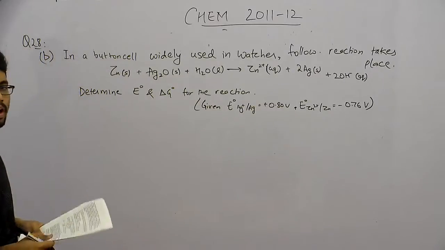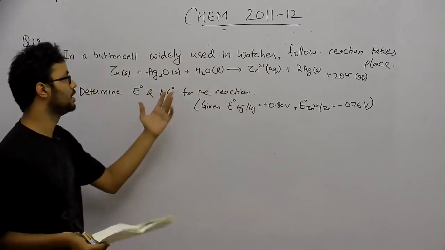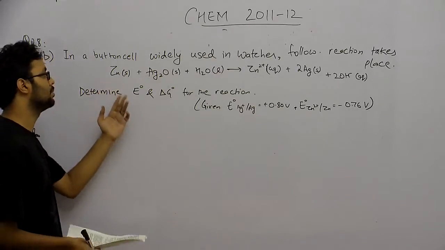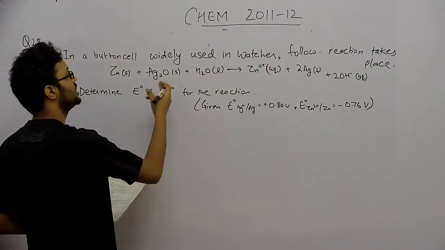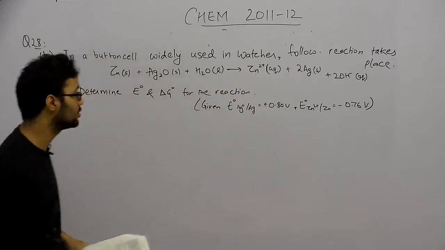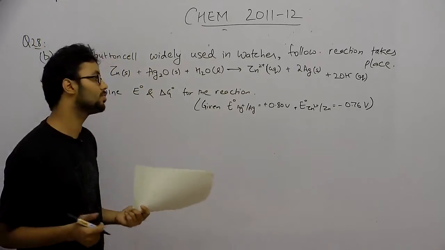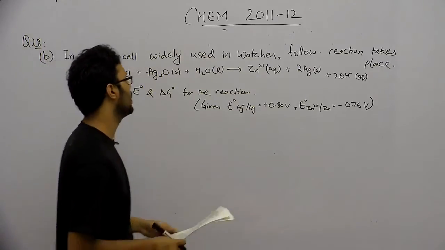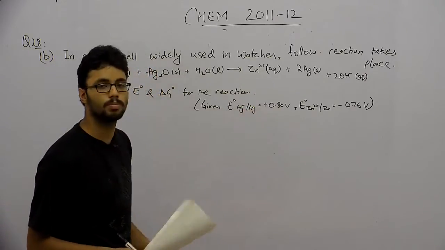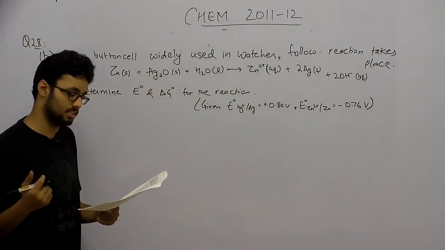So the next part of the question is, in a button cell, the small cell which we have all seen in watches, the following reaction takes place. Zinc plus Ag2O plus H2O gives Zn2+ plus Ag plus OH negative. So we have to determine the E0 and delta G0 values for this reaction, and we are given that E0 for Ag+ to Ag reduction potential is 0.80 and E0 for Zn2+ to Zn is minus 0.76 volt.